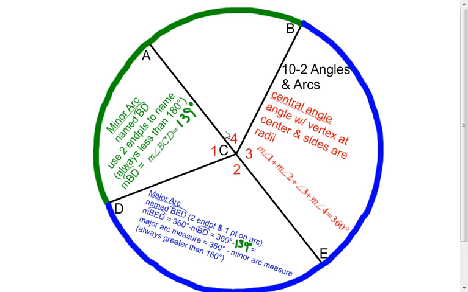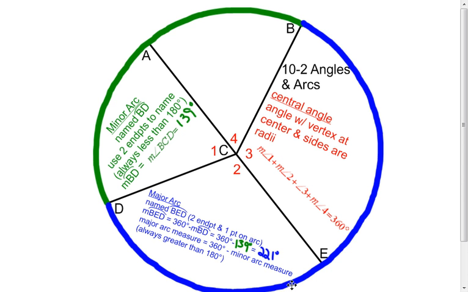I'm going to measure this angle, which I already have, it's 139 degrees, and then I'm going to take 360 minus the 139 degrees. When I do that, I find that the measure of this major arc is 221 degrees.